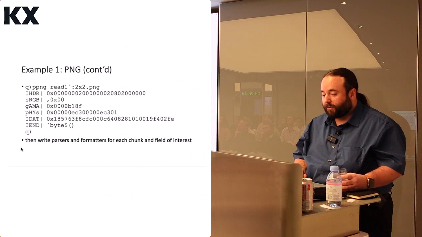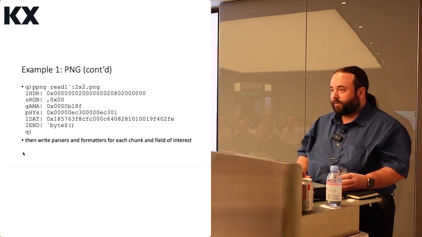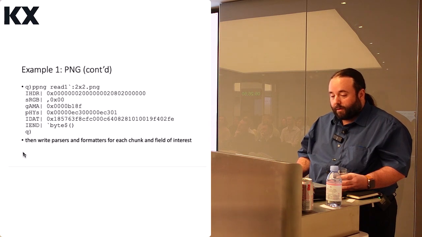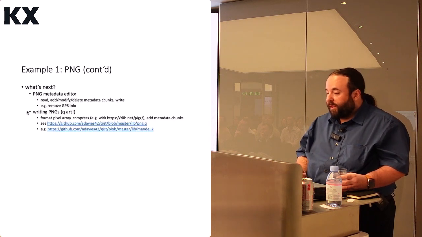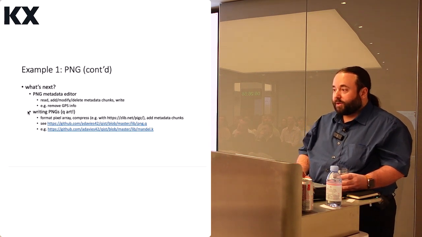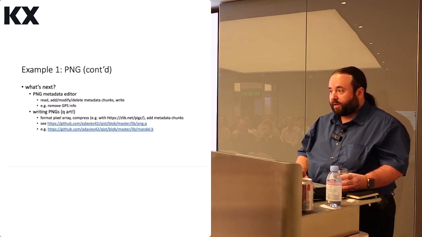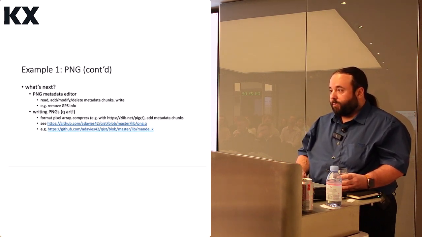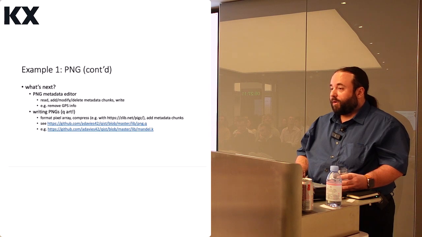And then after that, you can proceed to write parsers and formatters for all the chunks and fields that you're actually interested in. So what can you do with this once you've got all of this? You can make a metadata editor, which was the original motivation for this. You can write some code that will allow you to read in a PNG, identify what metadata chunks are available, add new ones, modify existing ones, delete them, and write back the PNG as modified.